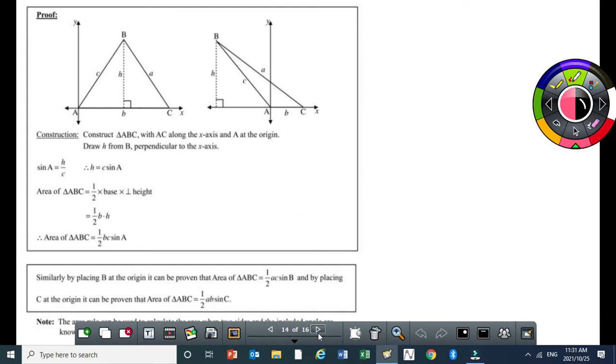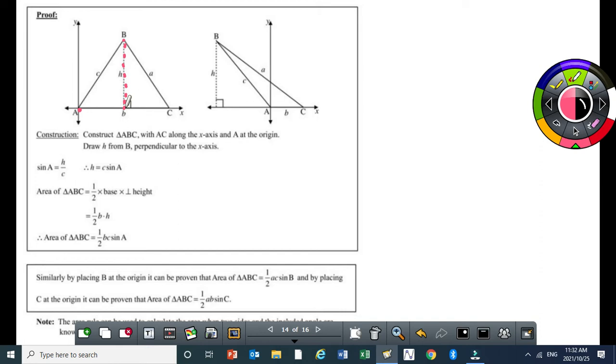Then the proof of the area rule, as in the past with the sine and the cosine rule: you draw a triangle in the first quadrant and make sure that your angle A is at the origin. Already we know how to calculate this perpendicular height. We have done it for the sine rule. The height H is going to be equal to C sine A.